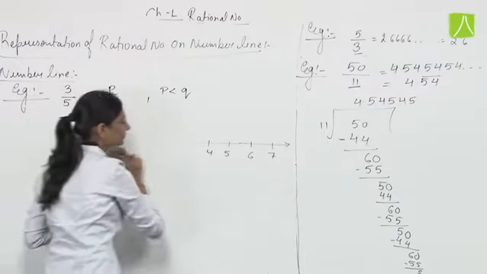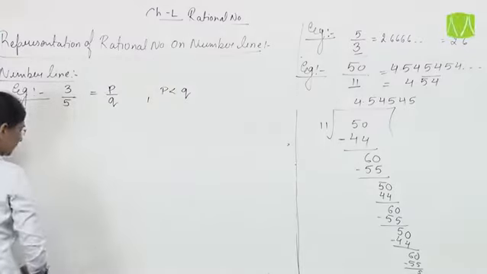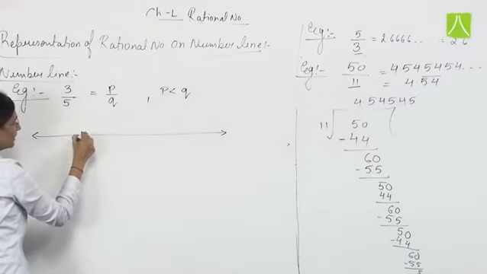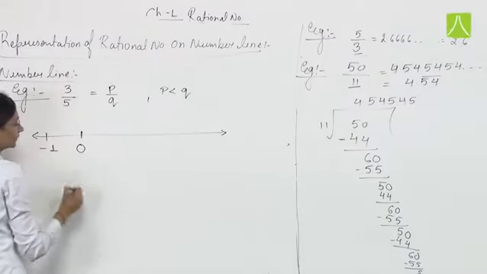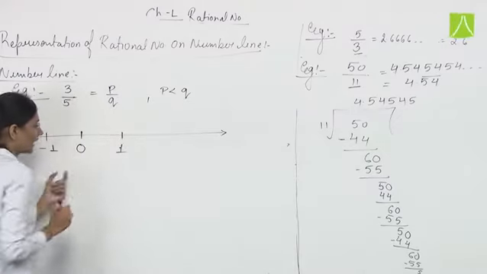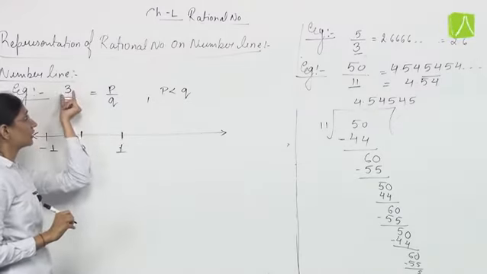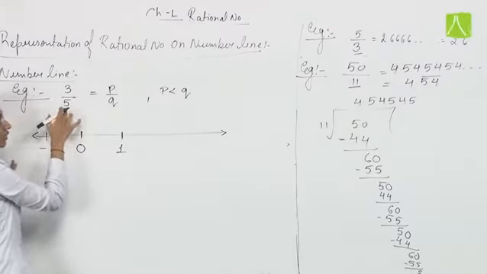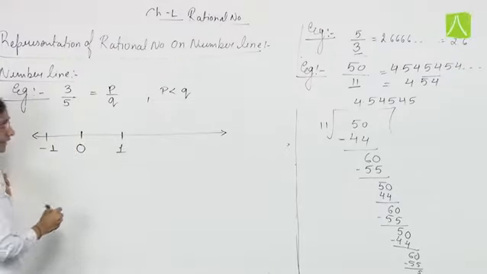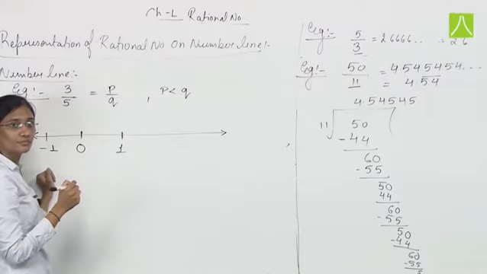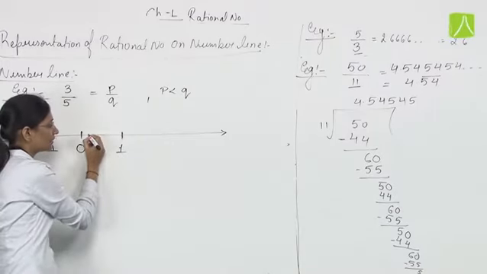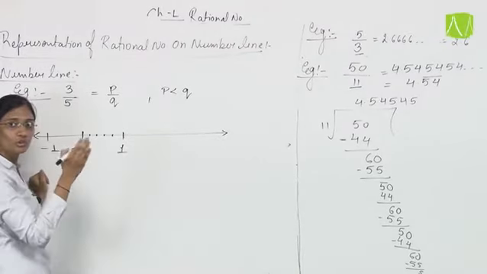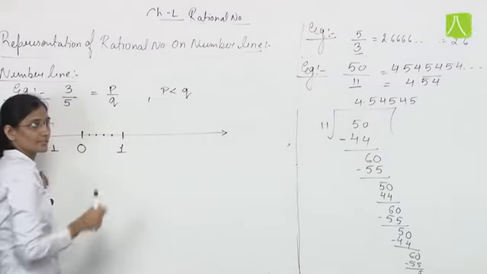Let's make another line. Here is another number line. Minus 1, 0, and this is 1. And in between 0 and 1, we have to put this number 3 upon 5. Now, step number 1. What is our denominator? Denominator Q is 5. 5 minus 1 is 4. Draw 4 small lines between 0 and 1. 1, 2, 3, 4. These small lines should be at equal distances.